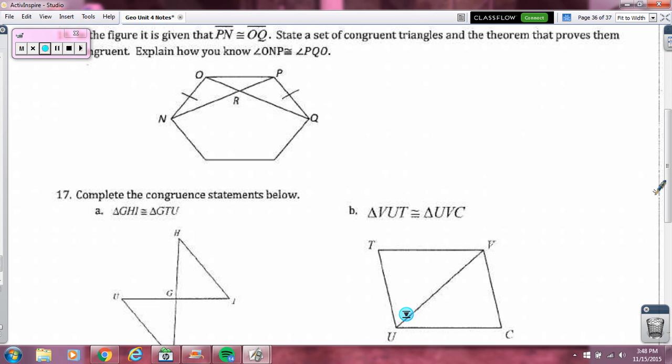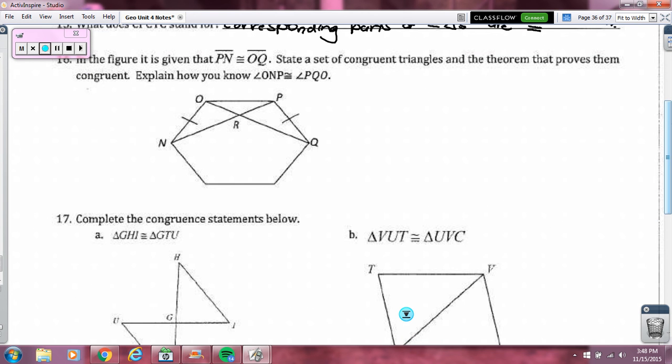Alrighty, now we're going up to the overlapping triangles. In the figure, it is given that PN is congruent to OQ. State the congruent triangles and the theorem that proves them congruent. Explain how you know angle ONP is congruent to PQO. Okay, that's a lot, so let's maybe just take this one step at a time.